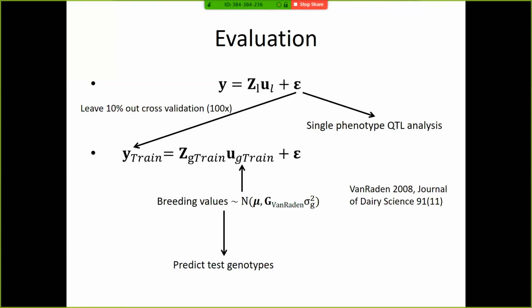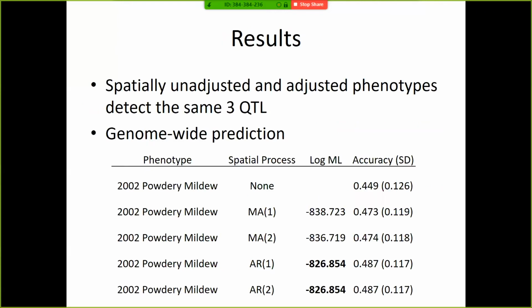And we're going to compute an accuracy score, which is the Pearson correlation between the predicted and true corrupted phenotypes. So looking at the results, the spatially unadjusted and adjusted phenotypes detected the same 3 QTL in the same locations. Looking at the genome-wide prediction results, the accuracies, there was an increase whether we used an MA1 or any moving average or autoregressive covariance function.